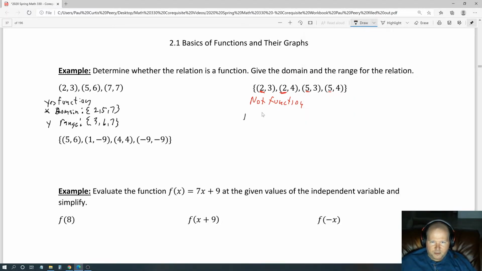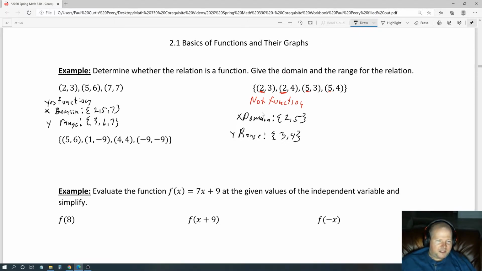But it still has a domain and range. The domain has to do with the x values, and the x values on this are a 2 and a 5. The range values are the y values, and the y values are a 3, 4, 3, 4. I want to point something out. If they repeat, you don't repeat them. You only write each element once. So the range is just 3, 4. We don't want to repeat it, otherwise it's considered wrong.